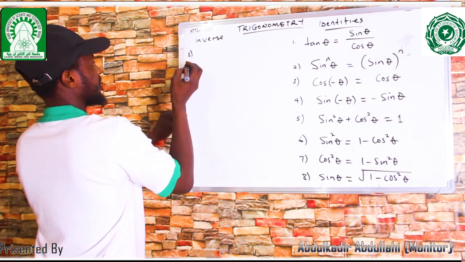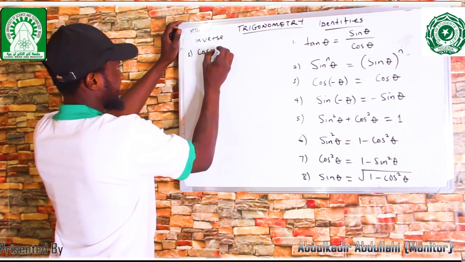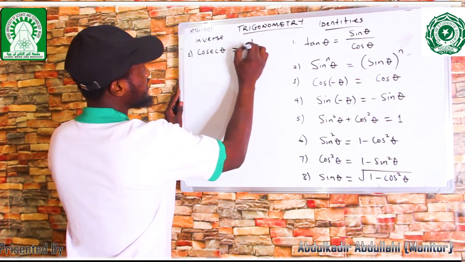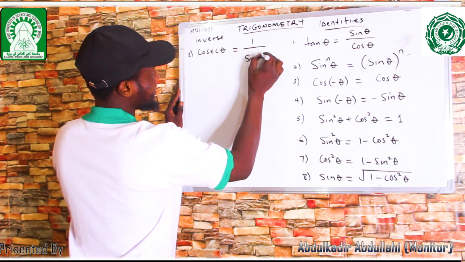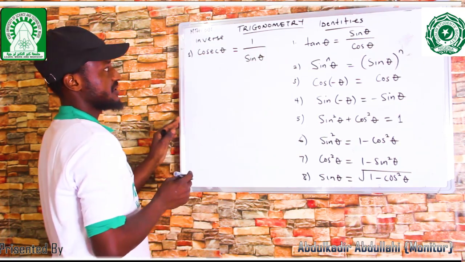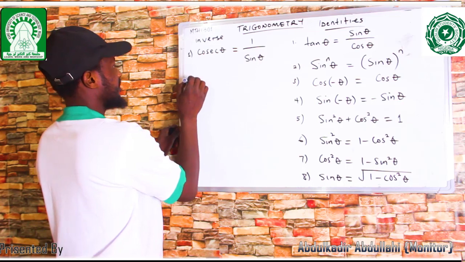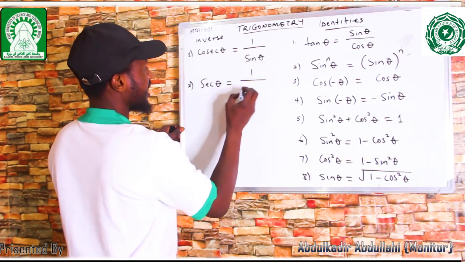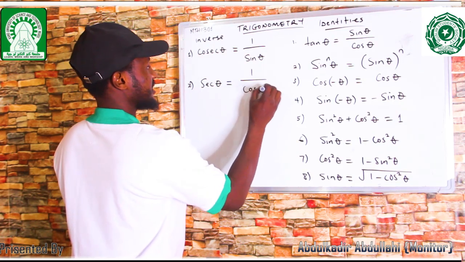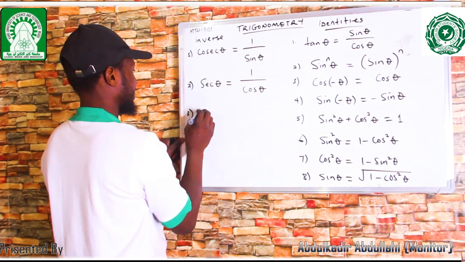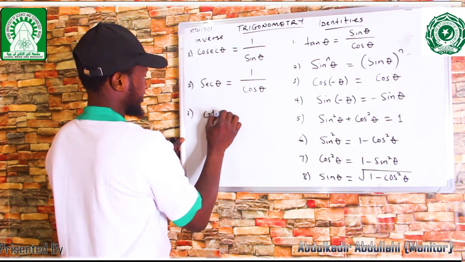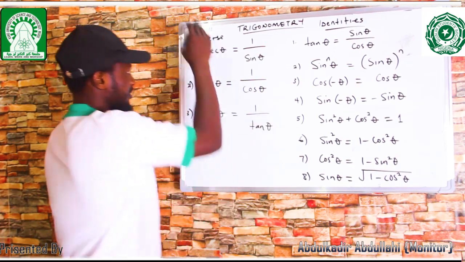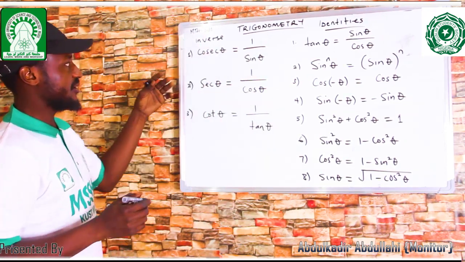Number 1, we have what we call cosec theta. This cosec theta is nothing but 1 over sine theta. Number 2 is sec theta, which is 1 over cos theta. The last one is cot theta, which is equal to 1 over tan theta. These trigonometric inverses are very important.